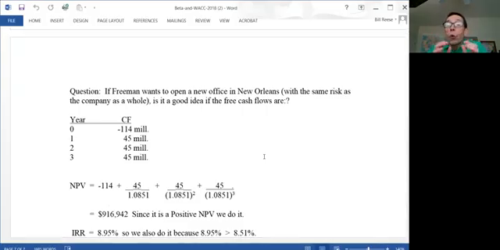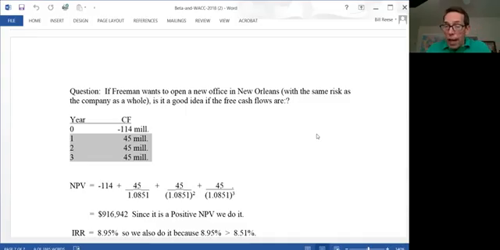And these are free cash flows that are coming out, okay? So we should use the WACC. At time zero, it's going to cost Freeman $114 million. That's cash outflow at time zero. And then at times 1, 2, and 3, they're going to be bringing in $45 million each of those years. So what is the net present value of this project?